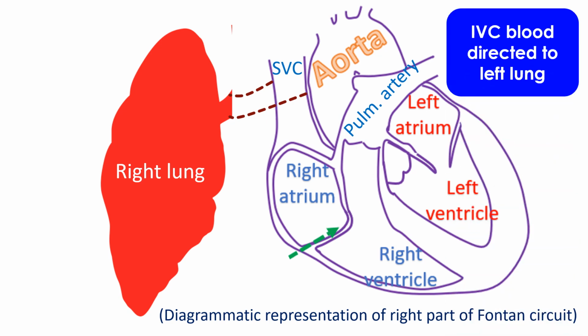Blood returning from the lower part of the body through inferior vena cava is directed to the left lung by this operation. Blood coming from the upper part of the body through the superior vena cava is directed to the right lung. For this operation to be successful, the size of the pulmonary arteries must be large and the pressure in them low to permit blood flow. This is because there is no muscular chamber like the right ventricle in the Fontan circuit to pump blood into the lungs. Blood should flow passively into the lungs.